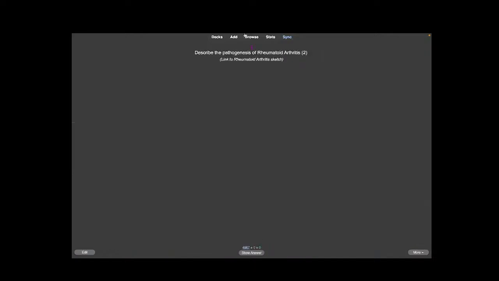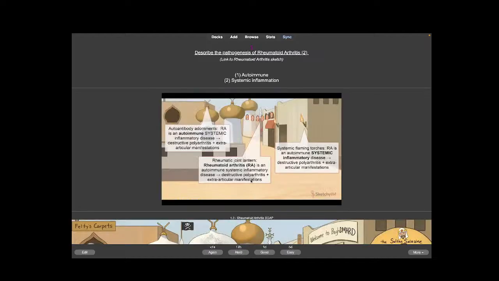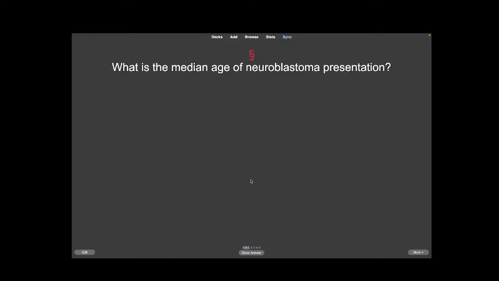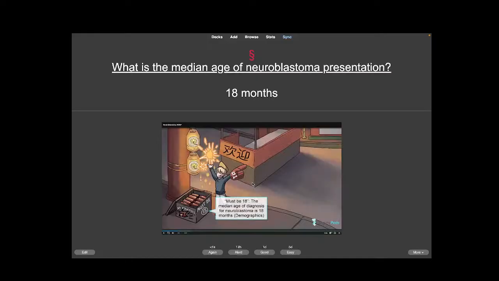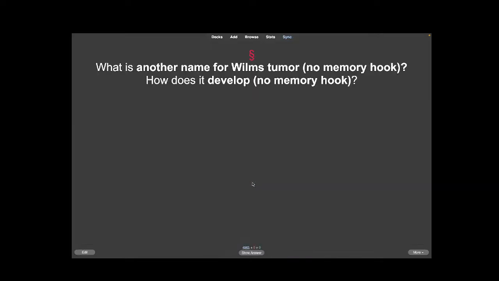Like the pathogenesis of rheumatoid arthritis. So we're looking at autoimmune. It's a systemic inflammatory disease. Okay. Neuroblastoma presentation, we're looking at 18 months. Oh, neuroblastoma is 18 months. Months, by the way, not years. Okay.